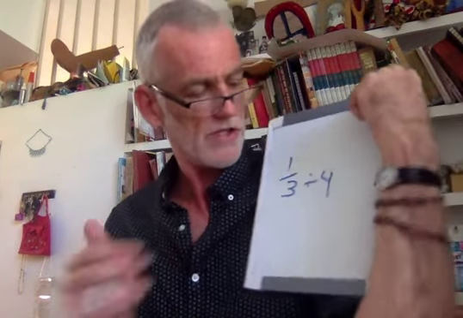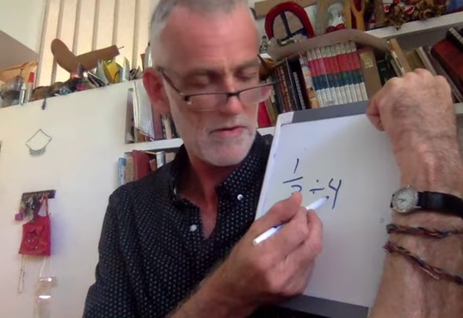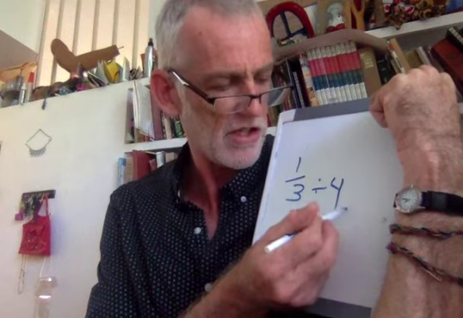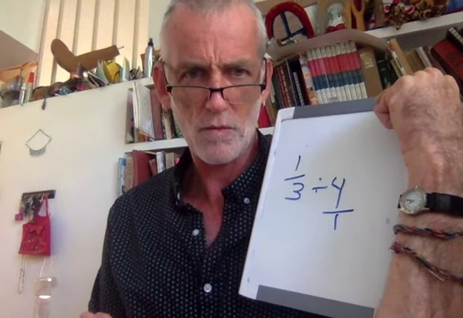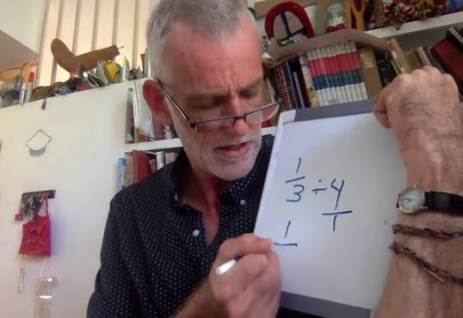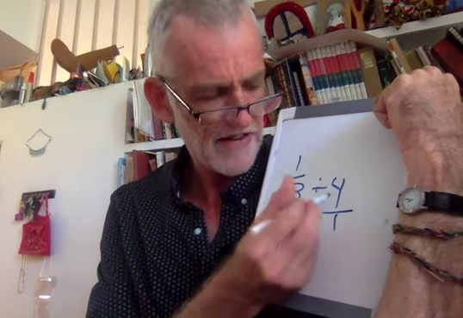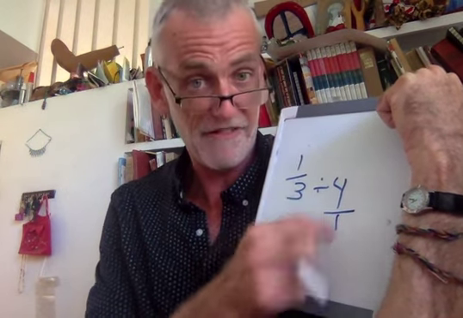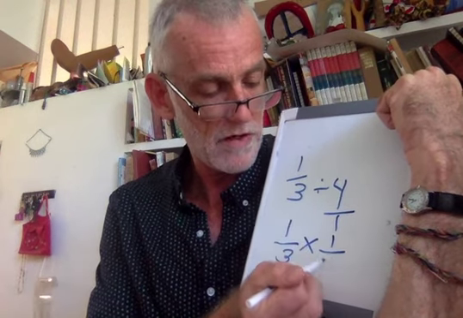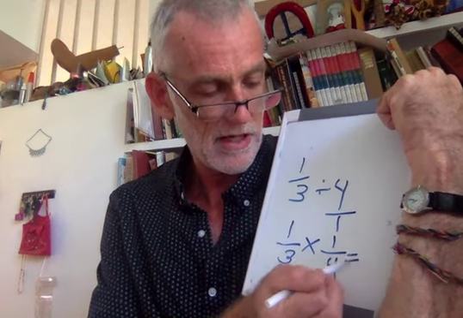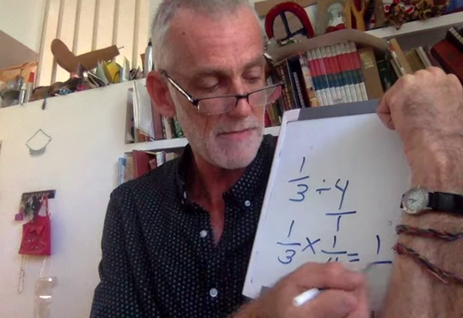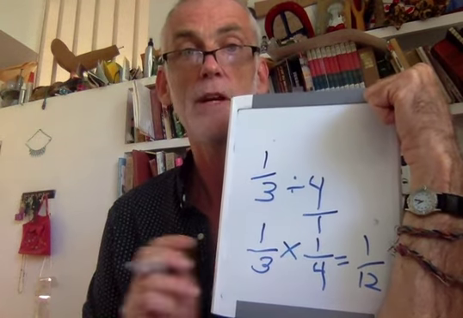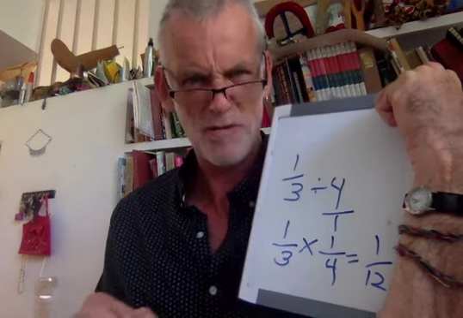So, when we divide, we flip it. 4 is the same as what fraction? 4 over 1, right? So 1/3 divided by 4 is the same as 1/3 times, flip it, 1/4 equals 1 on the top, 12 on the bottom. Right? Easy? Hope it's easy.